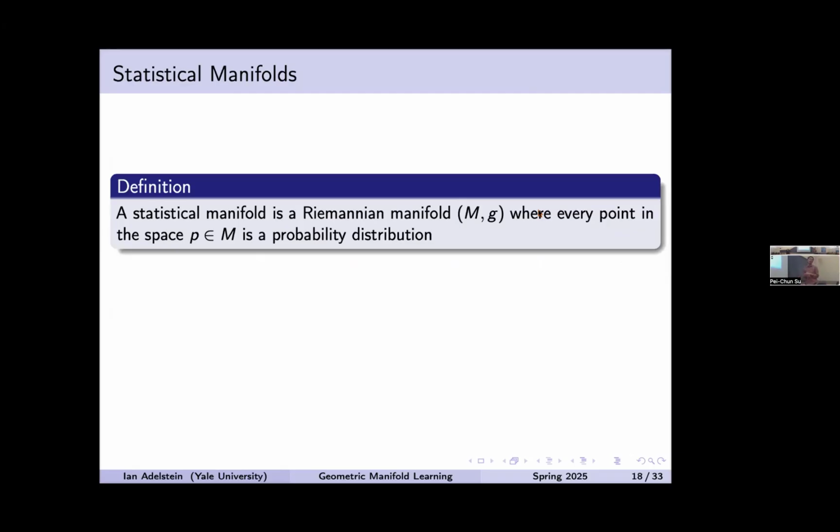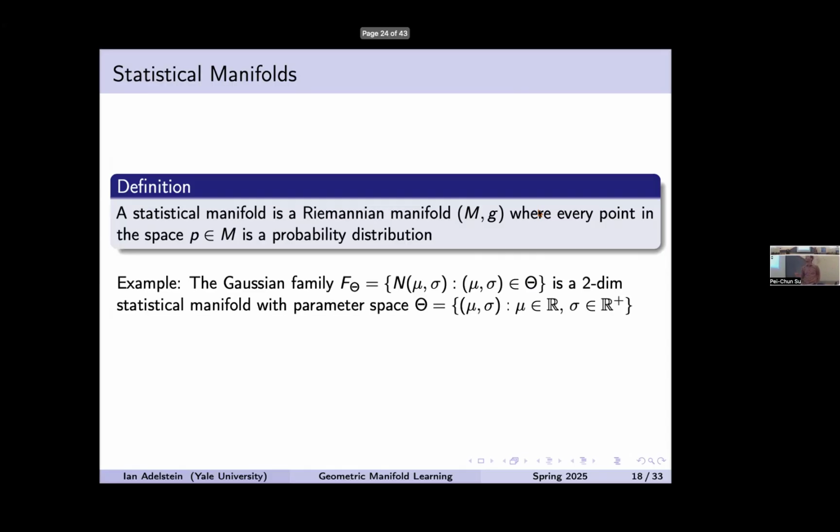So to get into this, I'm going to put up some definitions. I want to introduce a statistical manifold. A statistical manifold is just a Riemannian manifold where every point is a probability distribution. My favorite example is the Gaussian family. This is just the family of Gaussian distributions. It's parameterized by mean and standard deviation. And so this is a two-dimensional statistical manifold.